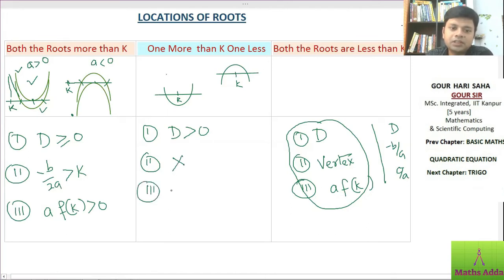Third one is, what is a into fk? So you see at k graph is below x-axis. This means fk is negative. But what is a? Positive. So a positive, fk negative. Product is less than 0. Here, what is fk? It is above. Graph is above x-axis, so it is positive. A into fk, a is negative. Again, positive into negative, negative. So a into fk is negative.